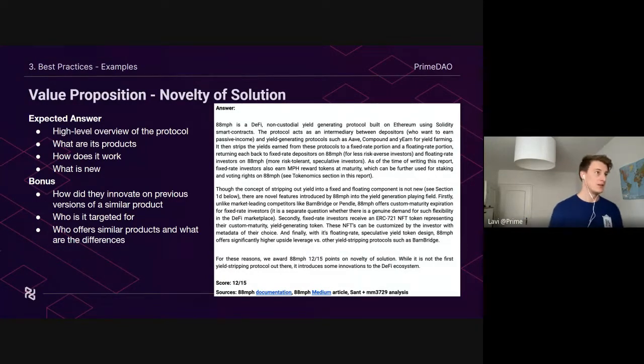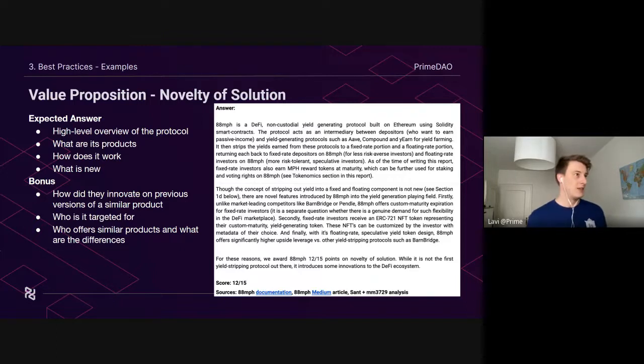So here on the value proposition and novelty of solution, the first question that we just discussed before, I took the example of 88 MPH, which was done by Sant and Mayank, and they have provided an extremely comprehensive answer. On the left-hand side, I added what my personal minimum expectation of the answer should include, and what is a bonus on top of that, so that you would probably be eligible for a winning spot in, let's say, season 2 or one of the other contests that we have.